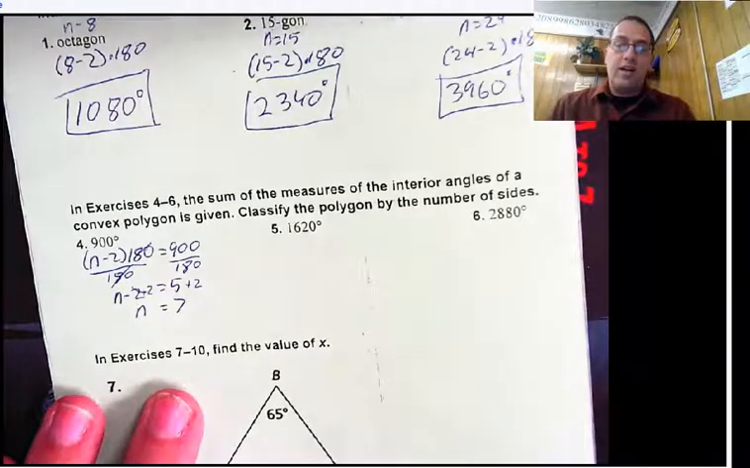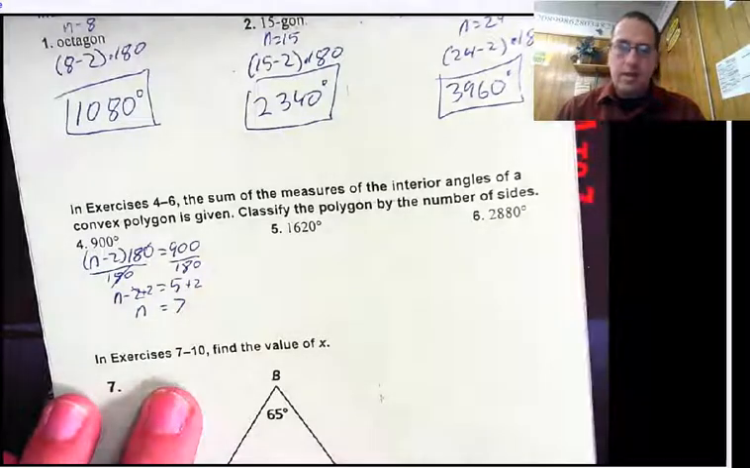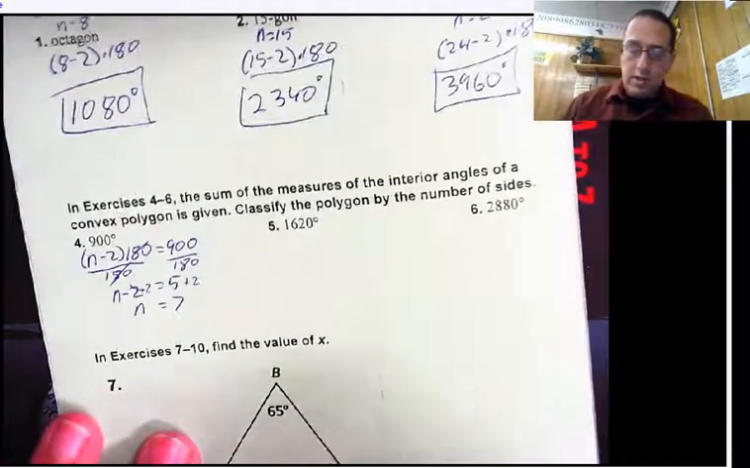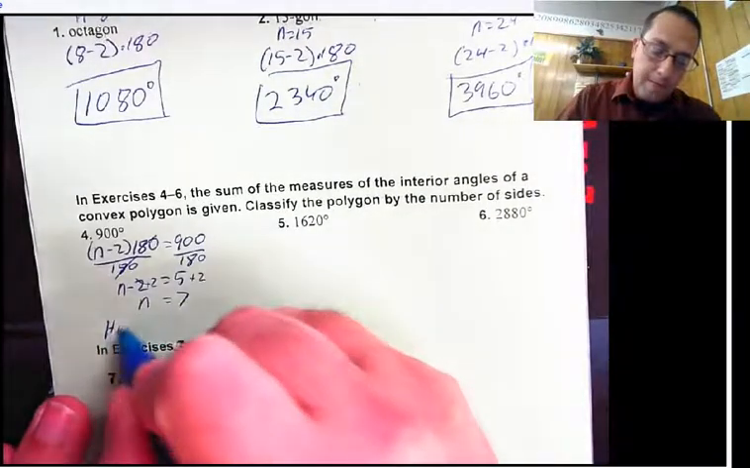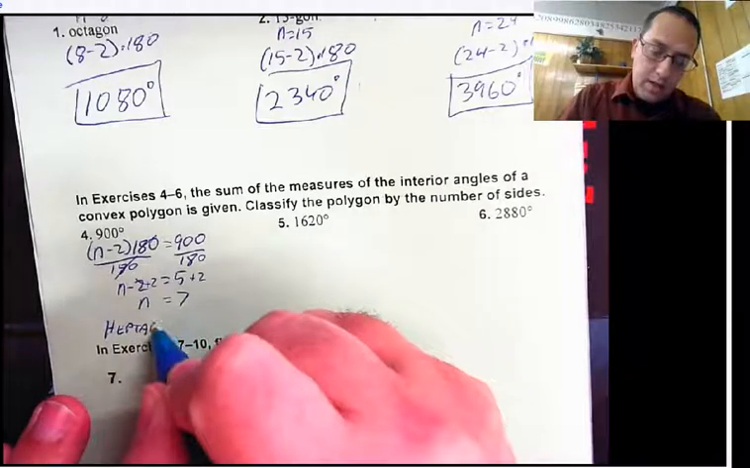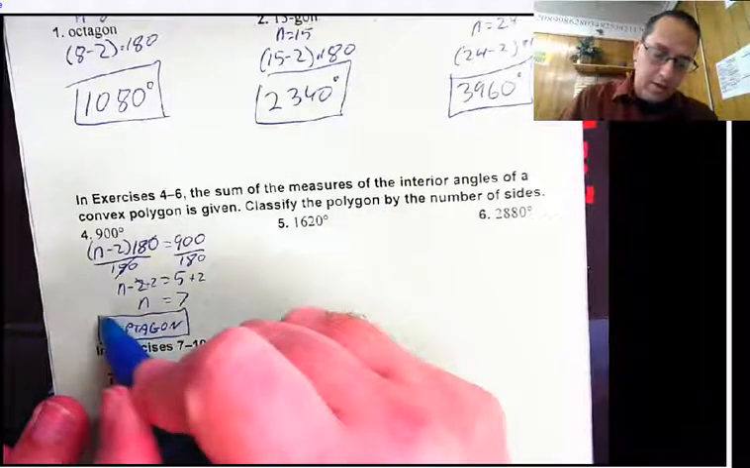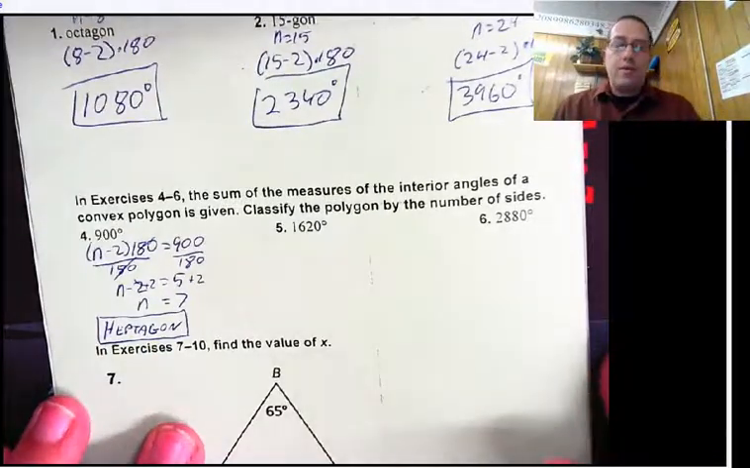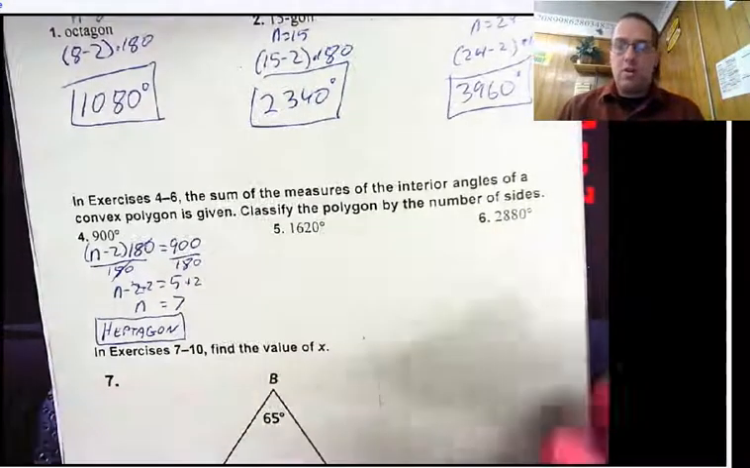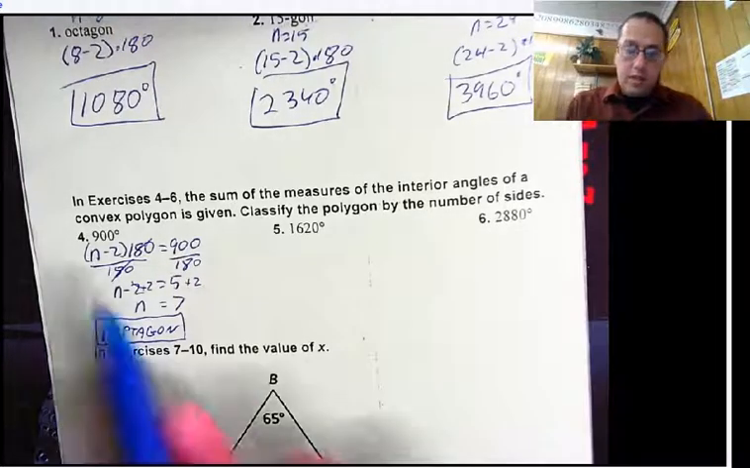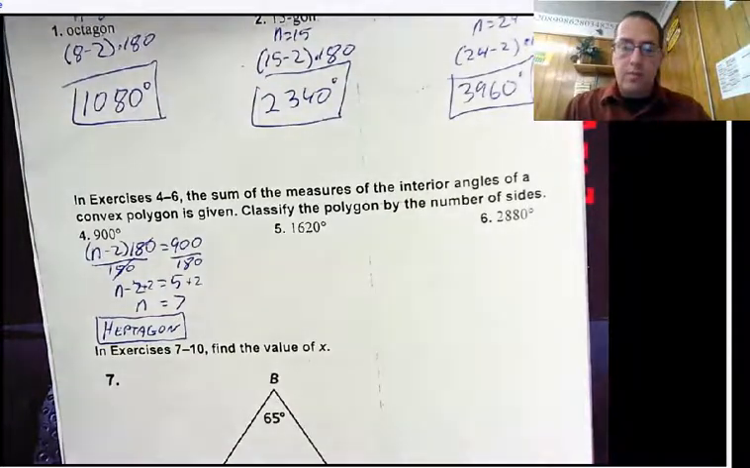We need to classify it by the number of sides. We could call this a 7-gon, right? But anything less than 10 you want to call by name. If you remember, and I know this is one that most people don't, this is a heptagon. And there's our answer. Depending on how picky your professor is, they might accept a 7-gon, but heptagon is better. Anything less than 10, you want to call by name. So that's it. You've got this nice little formula: you plug in, set it equal to whatever your angle sum is, and solve for n.